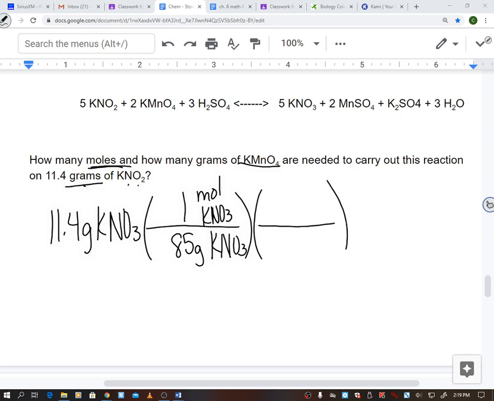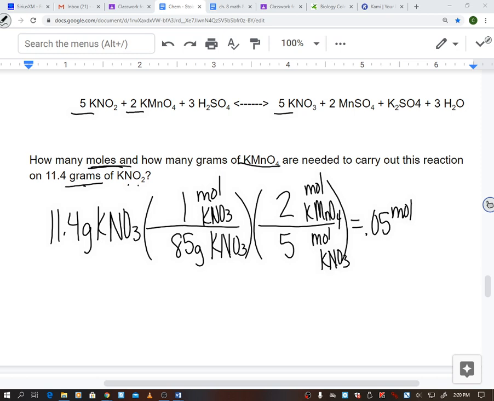Now let's do my mole to mole so I can switch over. Now anytime I have a mole to mole, I am using the equation. So if I look up here, there's 2. And my KNO3, nope, not that one. KNO3 is 5 also anyway. So if I were to solve for this, 11.4 divided by 85 times 2 divided by 5, this is 0.05 moles. That answers this question here. Then it says how many grams.